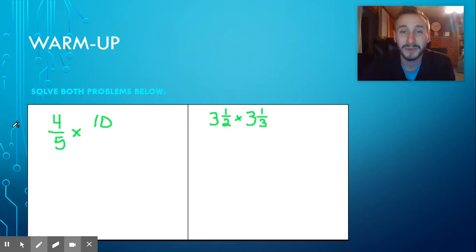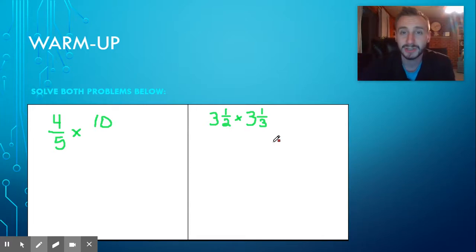So let's start off with a warm-up. There's 2 problems here that I would like you guys to try, and it deals with the concept that we learned last week, which was multiplying fractions. For the first one, it says 4/5 times 10, and the second one says 3 1/2 times 3 1/3.